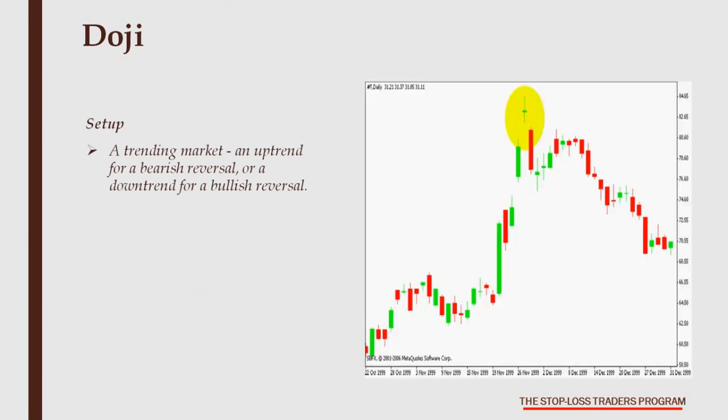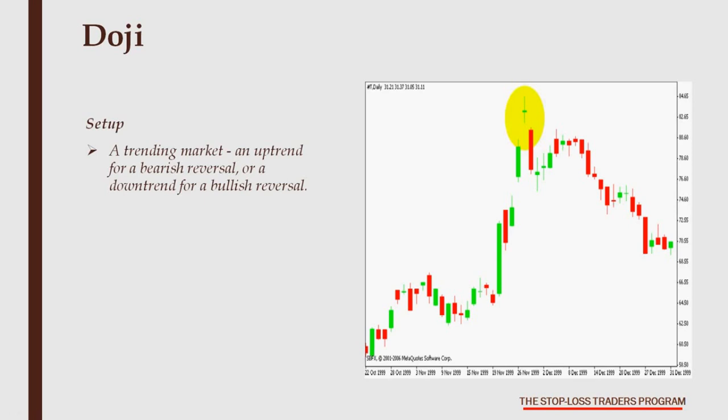So for doji, for every candlestick pattern, we need a trending market. Here we need an uptrend for a bearish reversal or a downtrend for a bullish reversal, as I just mentioned. Now here, with a very small real body, we can call this candlestick pattern a doji. Generally today I'm going to be discussing the ideal cases, but you can take some leeway.